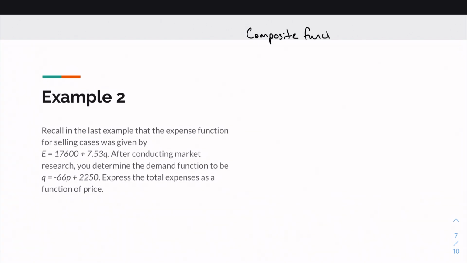And if you've been through Algebra 2, which hopefully in this class you have, you've seen this f of g of x, right? Instead of substituting a number into a function, I'm substituting a function into another function, and that's what's happening here. So if you remember from the last example in the last video, the expense function for selling our phone cases is given by this expense equation right here, which is right now in terms of Q, which is where I get this E of Q from.